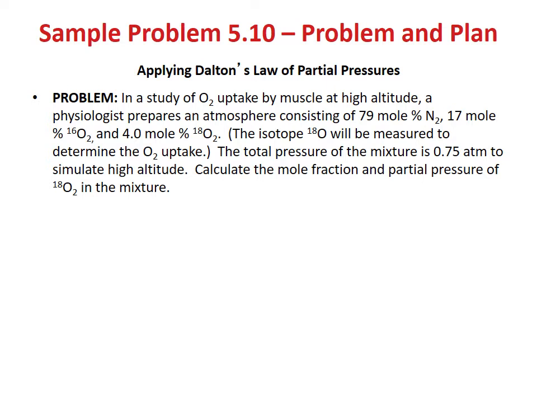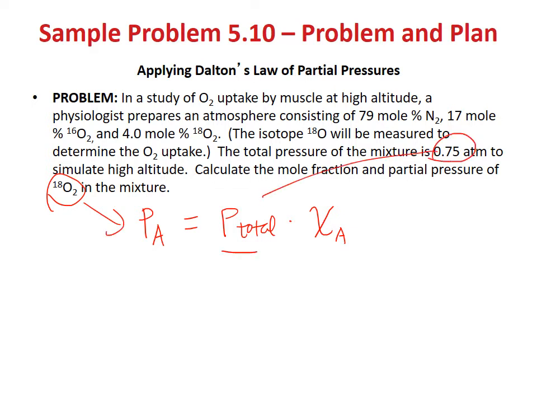So in the last slide, we learned that the partial pressure of a gas A equals the total pressure times the mole fraction of A. In this case, we want to calculate the partial pressure of oxygen-18. And we know the total pressure is 0.75. So we need to know the mole fraction of oxygen-18. The question gives you mole % of oxygen. We know mole fraction is the number of moles of A divided by the total number of moles. So that's the mole fraction.